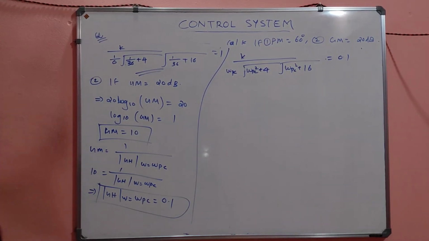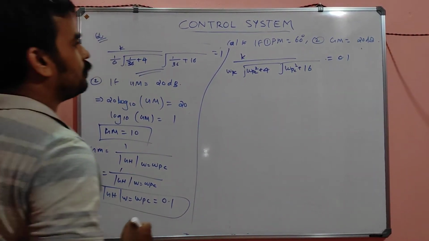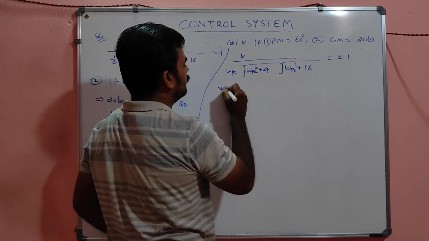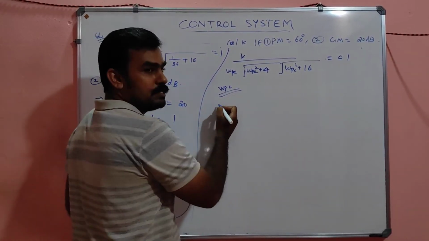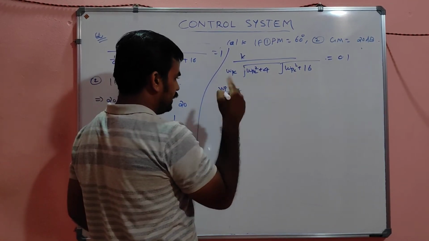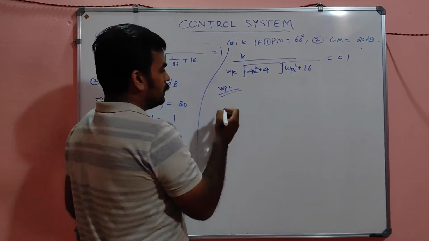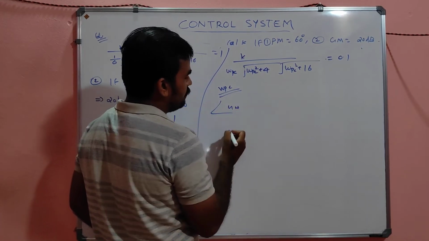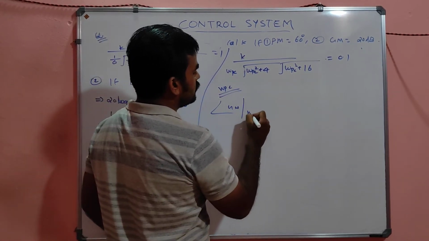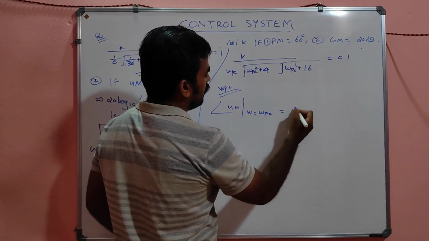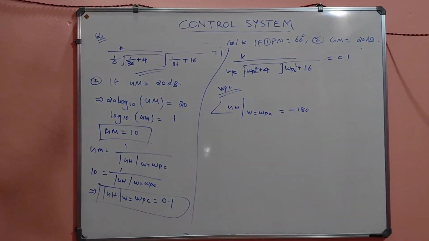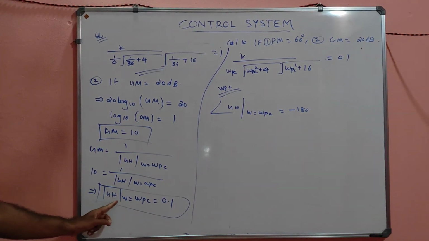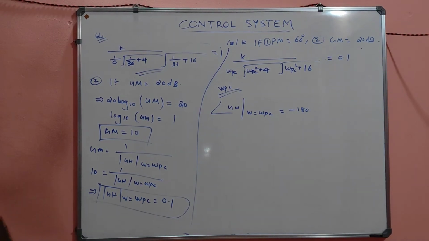Okay. So now the unknown is nothing but omega pc. Let's find that. What is omega pc? The omega pc equation is the phase crossover frequency equation. What is the phase crossover frequency? The phase of the system at omega equal to omega pc is minus 180. That frequency is called the phase crossover frequency. So we know that mod GH at omega pc is equal to 0.1.